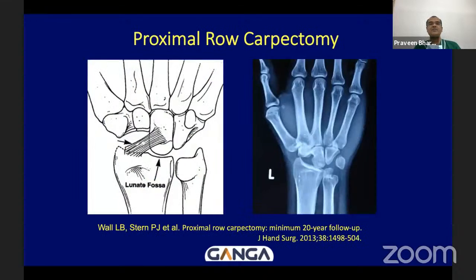In Kienböck's disease, the proximal row carpectomy technique is quite standard, in which the proximal 3 bones are removed, the scaphoid, lunate, and the triquetrum, and the capitate is put onto the lunate fossa. We have to be very careful about preserving the radioscaphocapitate ligament, because this is the main stabilizer of the PRC, and we should make sure that we have preserved this ligament.